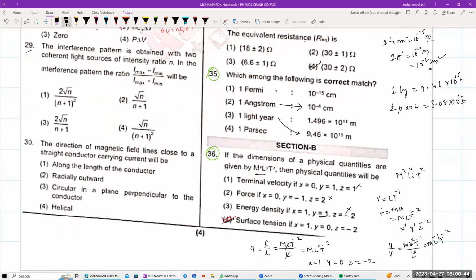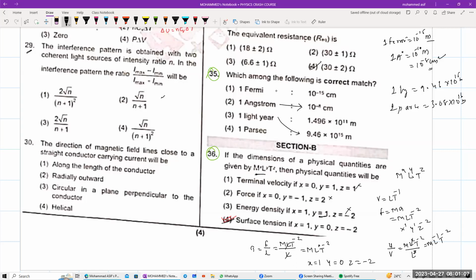क्वेश्चन नंबर 29. The interference pattern is obtained with the two coherent light sources of intensity ratio n. In the interference pattern, the ratio of (I max minus I min) divided by (I max plus I min) will be equal to how much? बहुत फेमस क्वेश्चन है, क्लास में भी आप लोग 1 से 2 बार कर चुके हैं बेसिकली इसको, और प्रीवियस में भी आ चुका है डायरेक्टली. एक बार ये क्वेश्चन आप ट्राई कर लीजिए. तो 30 भी ट्राई कर सकते थे.